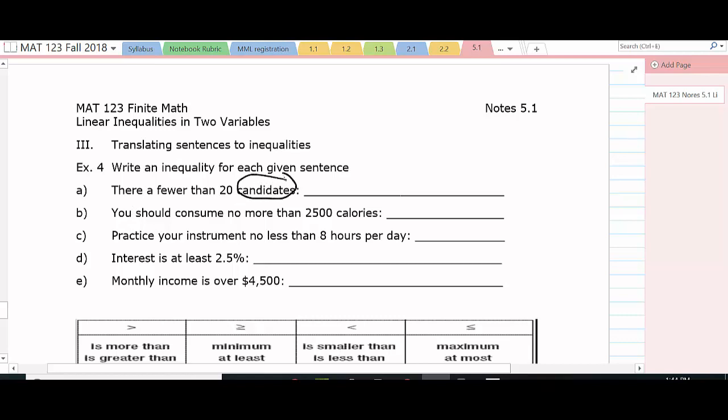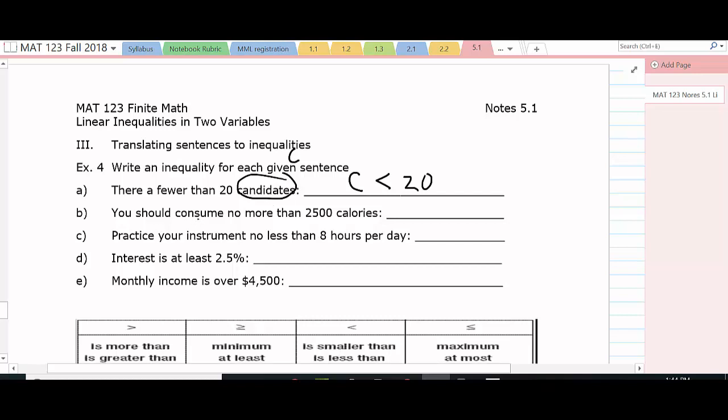So I'm just going to use a variable for candidate C. So if it says fewer than 20 candidates, do you think that would be less than, or do you think it would be less than or equal to? That's less than. Fewer means strictly fewer. 19.9, that's what fewer means, okay?